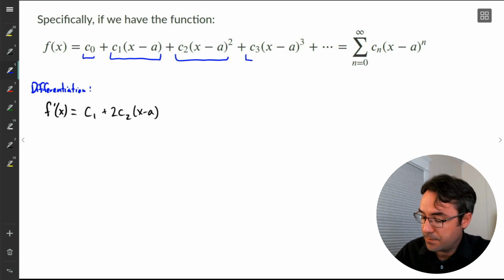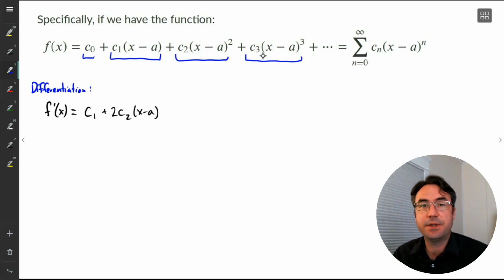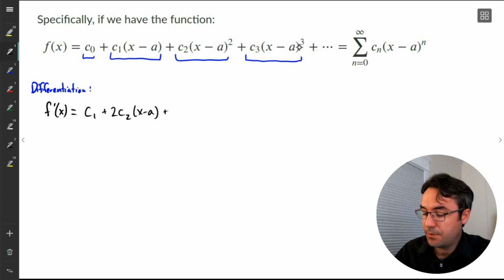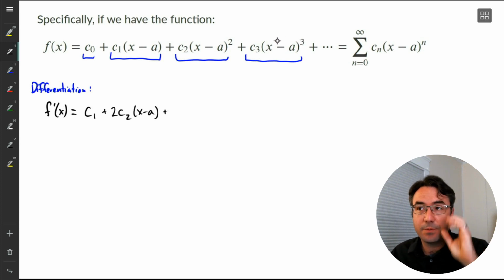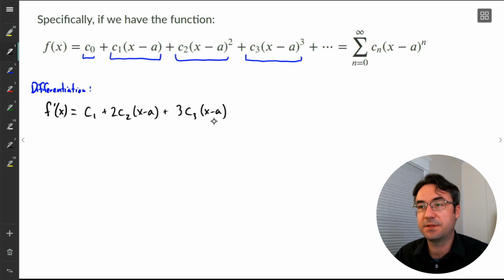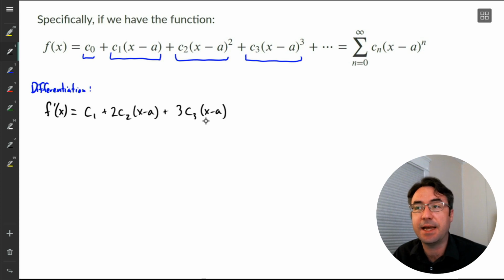Let's do one more. Let's differentiate this C3 term. What would it look like? Well, when we differentiate, x is our variable, so we bring down the 3, put it in front, so 3 times C3. Keep what we have inside the parentheses exactly the same, x minus a. Subtract 1 from the exponent, so we're down to power of 2.